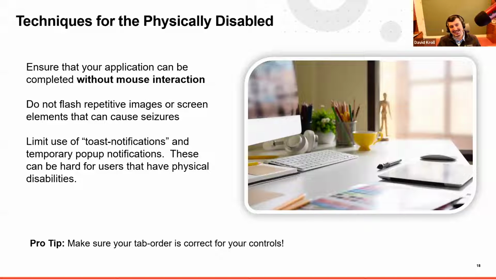And, lastly, there are some techniques for supporting the physically disabled, right? So ensure that your application can be completed without mouse interaction. In the application I showed earlier, I know that I clicked the button and that was actually a bit of a mistake. I meant to tab over to the button and select it, which you can easily do using the tab interface. And that way you don't actually need to use a mouse at all to activate your accessibility mode.